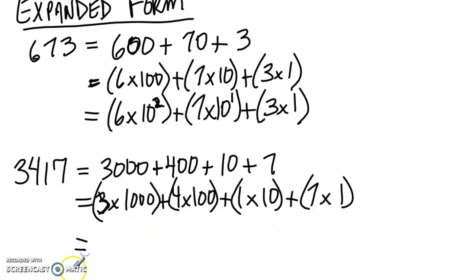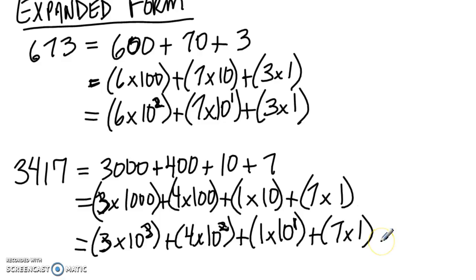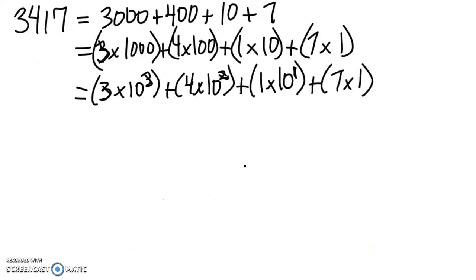I have not tried on Math Excel to write this without the parentheses, but if you want to give that a go, go ahead. That's 3 times 10 to the third plus 4 times 10 squared plus 1 times 10 to the 1, pretty sure you need the 1 when you're putting in your answer, plus 7 times 1. That is the expanded form of 3,417. All right, let's go crazy. We got four more examples.